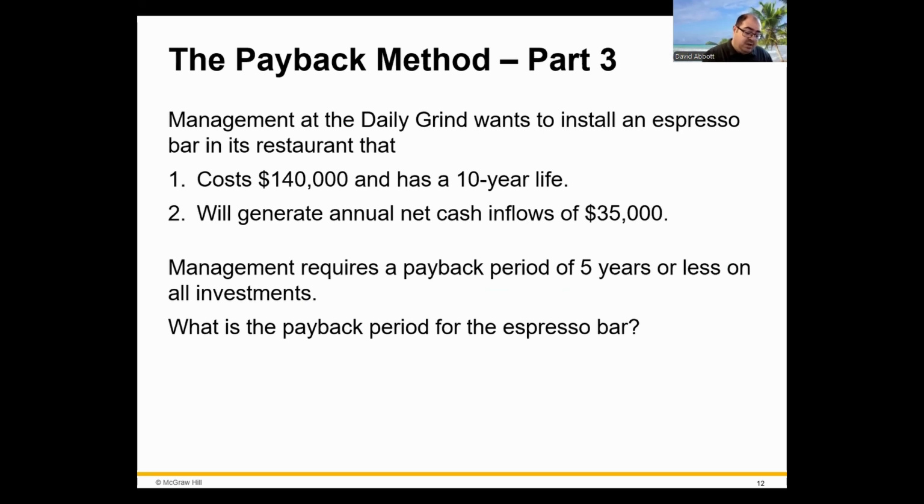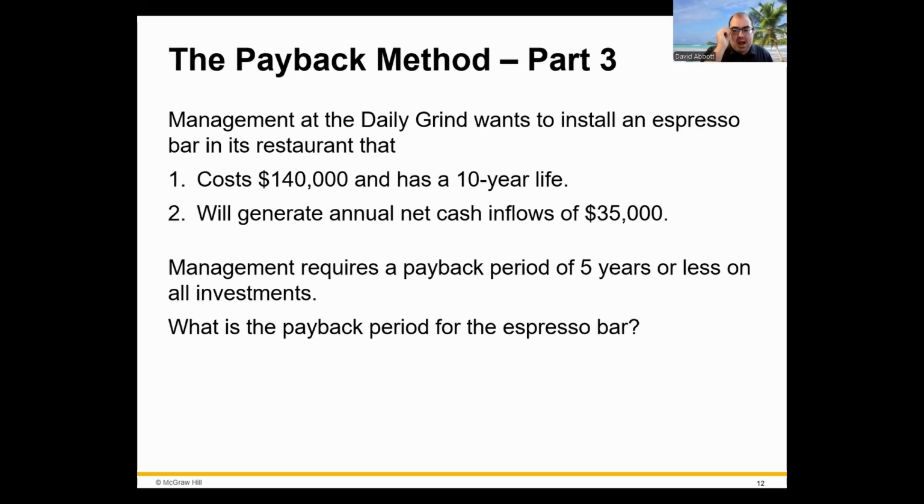Assume that the management of the Daily Grind wants to install an espresso bar in its restaurant that has an initial cost of $140,000 and has a 10-year life. The bar will generate annual net cash inflows of $35,000. That's the revenue from what they're going to sell. Management requires a payback period of 5 years or less. So what would be the payback of the espresso bar?